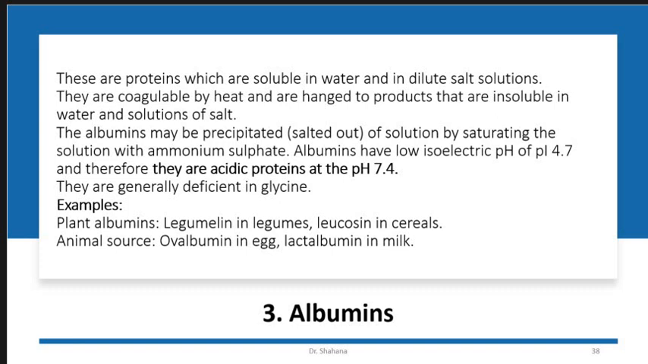They are deficient in glycine in plants as well as in animals, in legumes, in cereals, in milk, in albumin. In several products it is present.